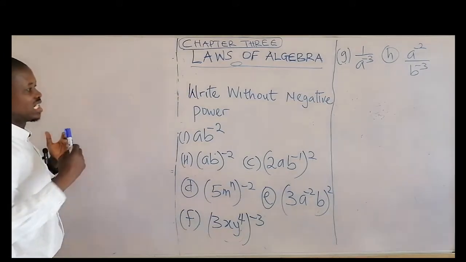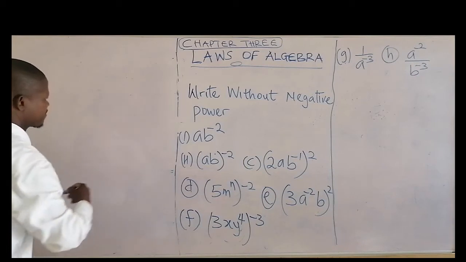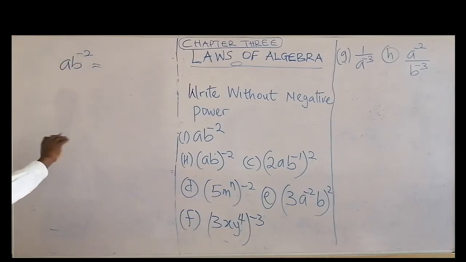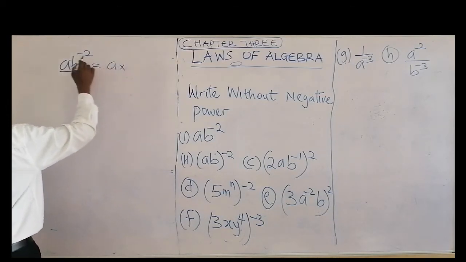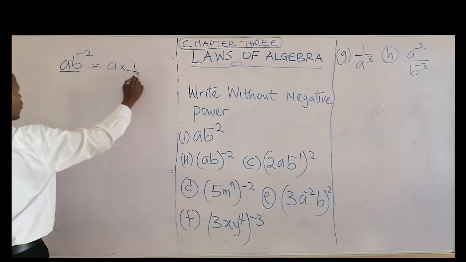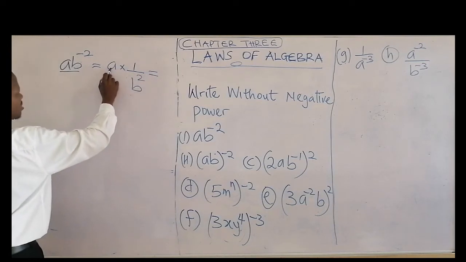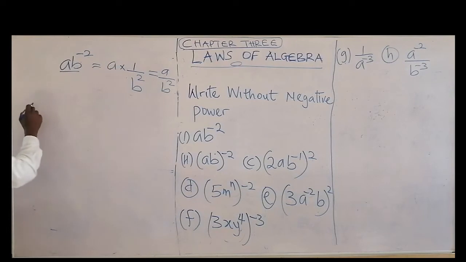Right, without negative power. The first one is this. We have a b to the power minus 2. So what we are trying to do is remove the negative exponents, and the meaning of this minus is that a times 1 over b squared will give us a over b squared. So that finished that one.